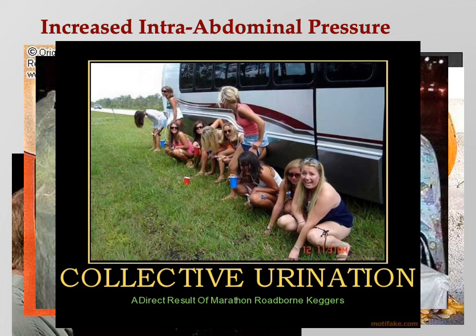And forced urination. You know how when you're peeing and people are saying hurry up, and so you're trying to pee faster? Yeah, that's intra-abdominal pressure. Those are your obliques and your rectus abdominis and your transversus abdominis.